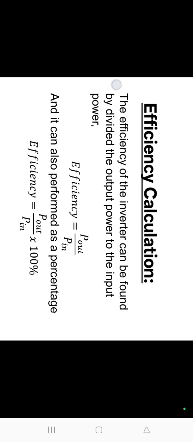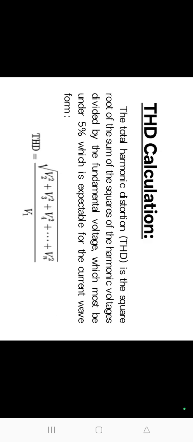Next one, the THD calculation. THD is the total harmonic distortion. It is the square root of the sum of the squares of the harmonic voltages divided by the fundamental voltage, which must be under 5% to be acceptable for the current waveform. THD is equal to root of V2 square plus V3 square plus V4 square up to Vn square, divided by V1. V1 means fundamental voltage.